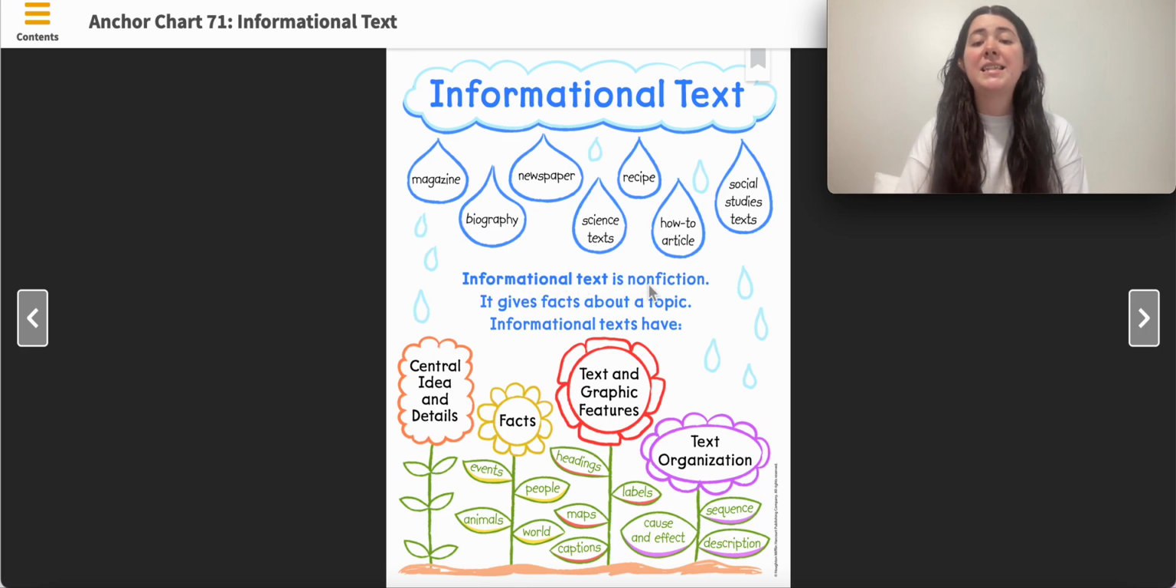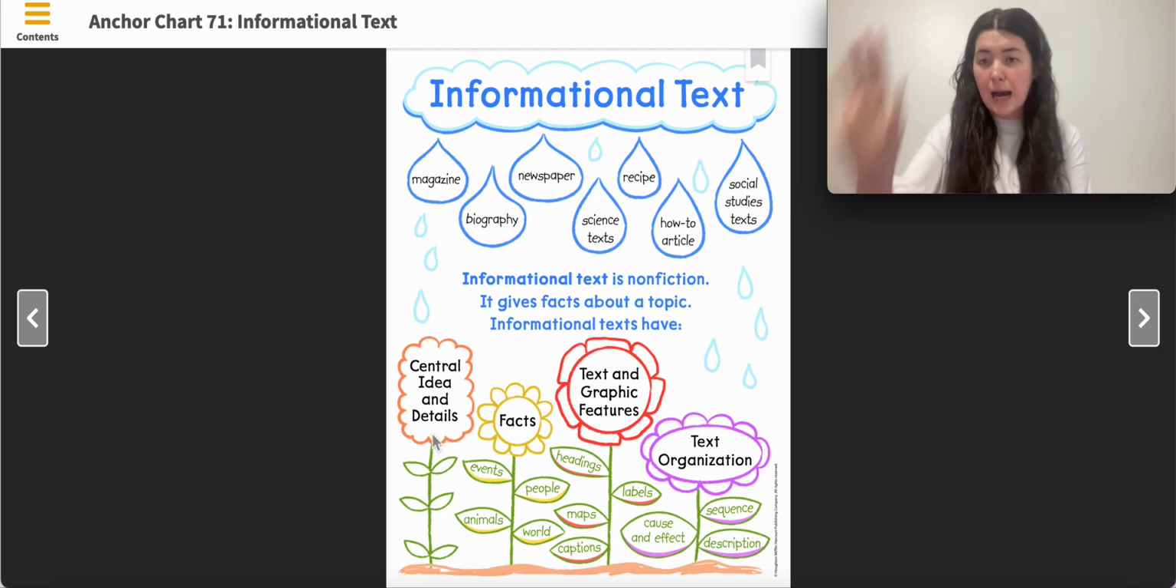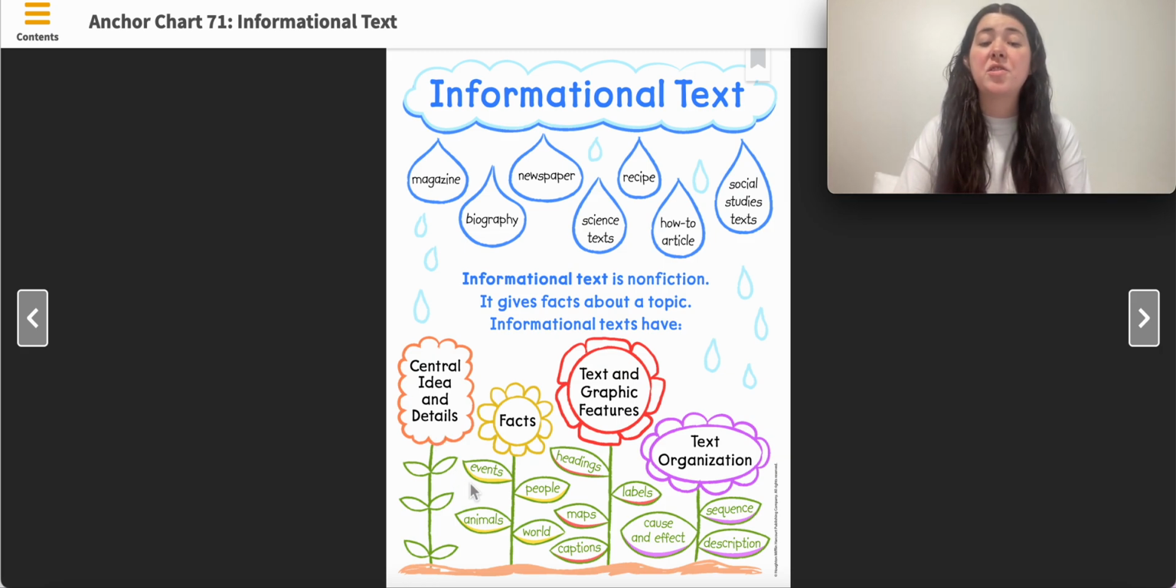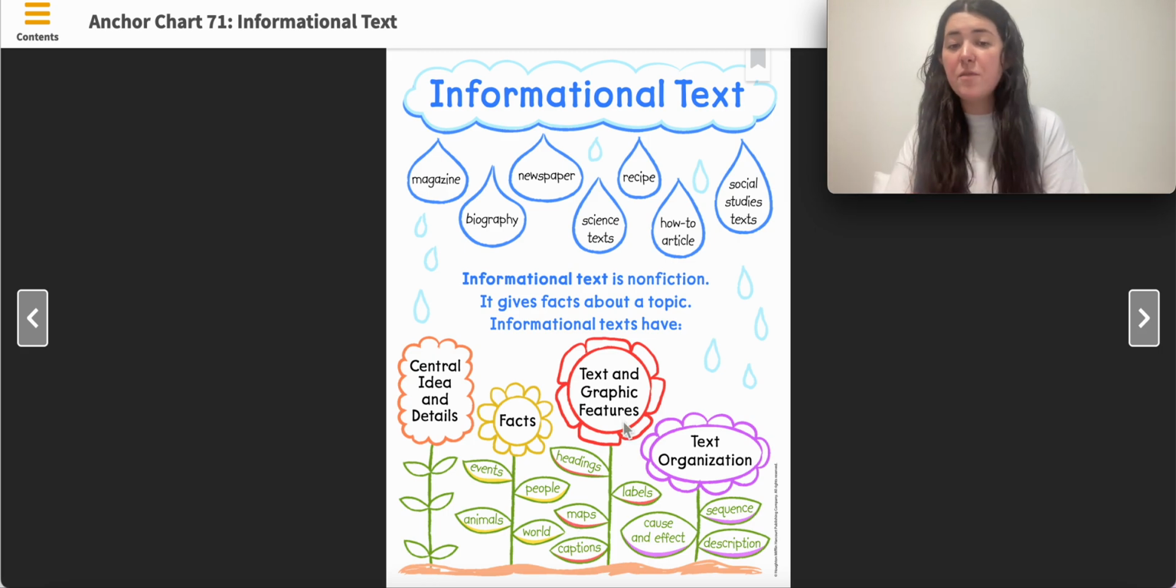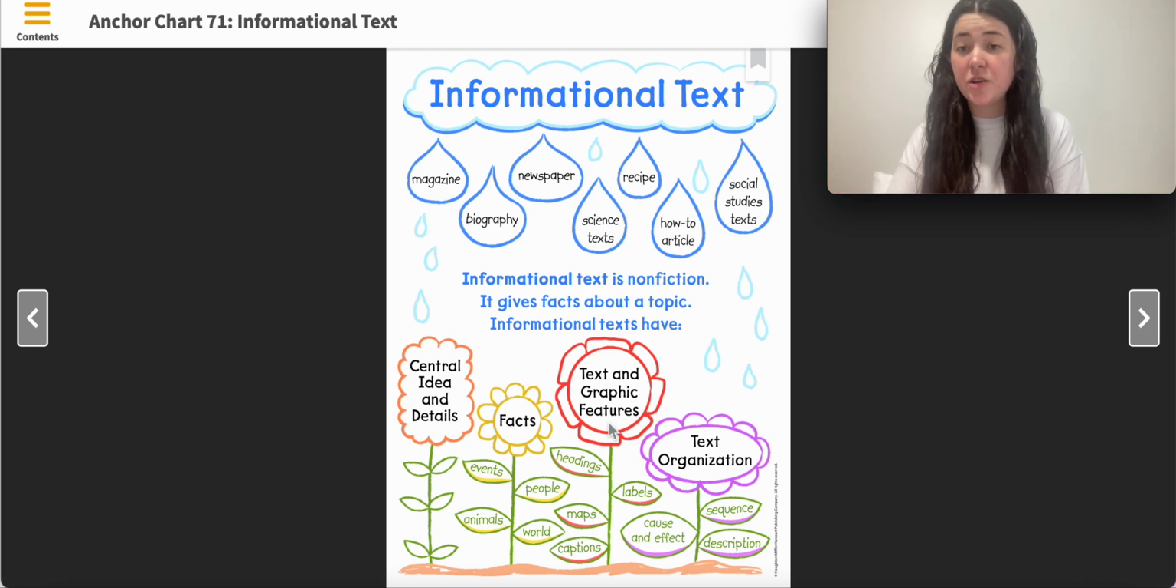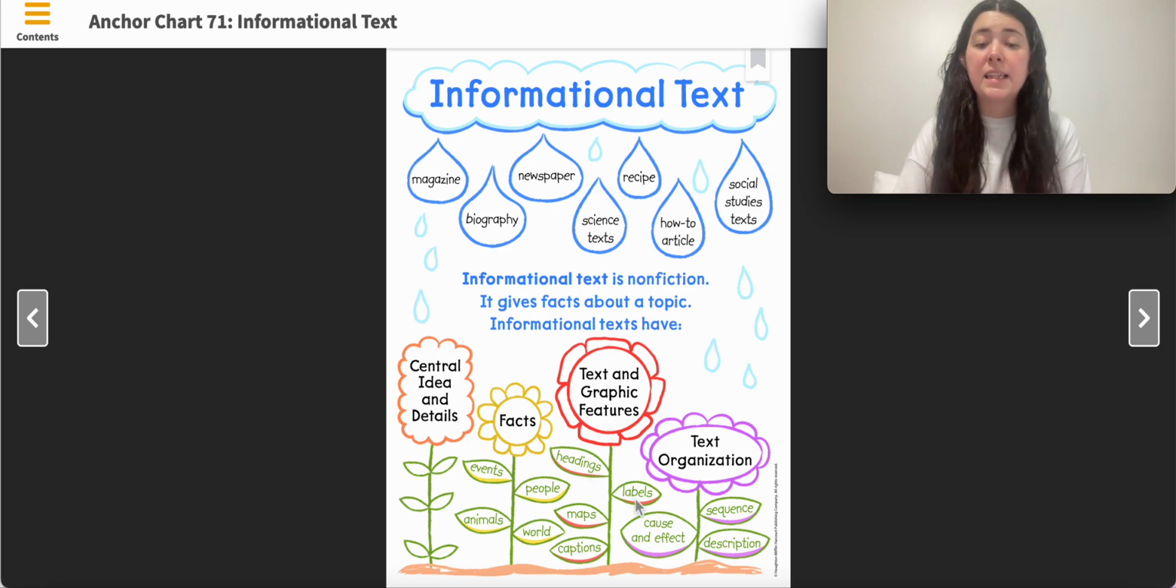So informational text is nonfiction. It gives facts about a topic, and informational texts have a central idea and details. A central idea means the main topic. The facts could be about events or people or animals or the world. Informational texts have text and graphic features. Remember, we've been talking about text features all year. Those would include headings, labels, maps, or captions. So we would be looking for those headings, that big font, or labels, which is a description under a picture, or a map showing an area, or a caption.